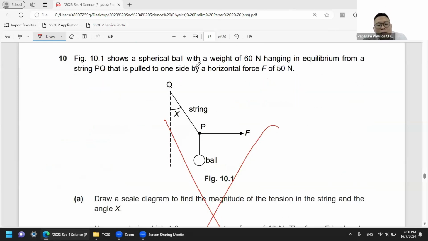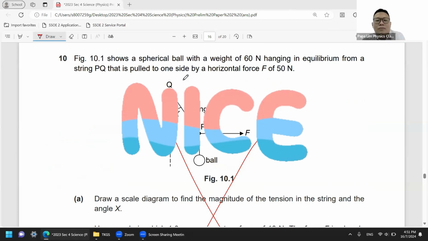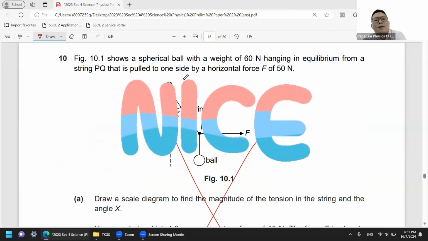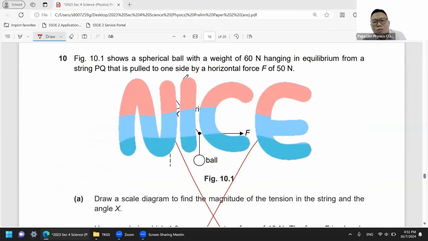Question 10. Look at vector additions or sum of forces. For science physics, for this year, with the new syllabus, this particular topic of summing of forces is not in the syllabus. For the previous years, yes. But for the new syllabus, this particular question is not in the syllabus.